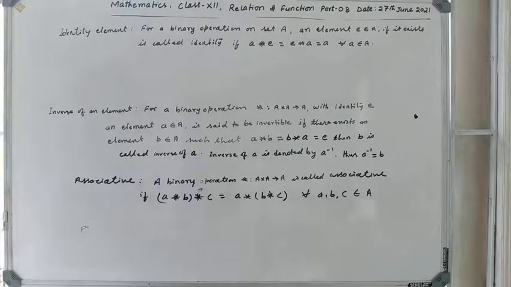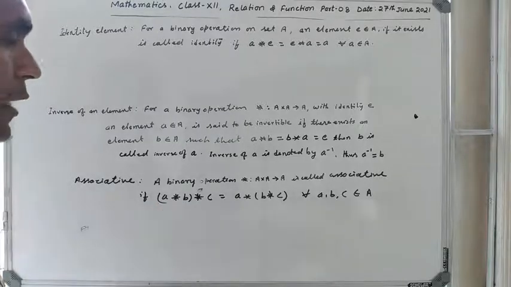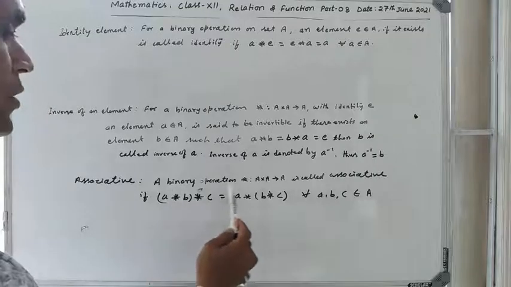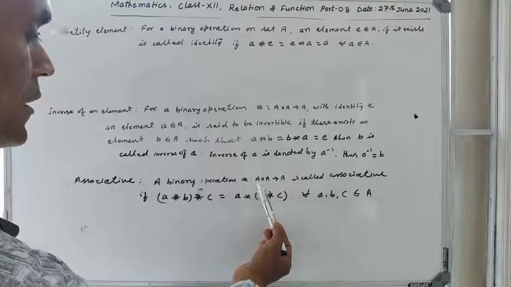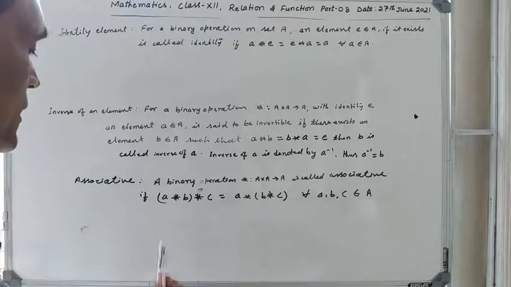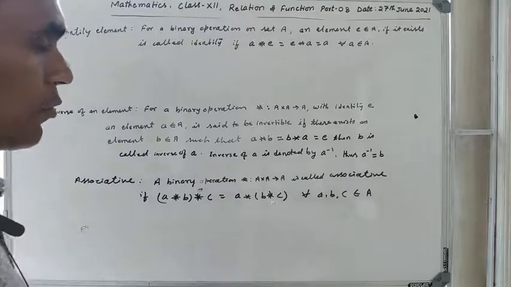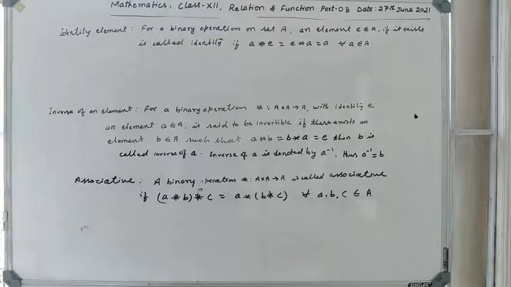Hello students, in the previous class we had gone through binary operation and some terms related to binary operation, like commutative binary operation and associative binary operation. At the last we had learned that a binary operation on set A, also written as A cross A to A, is called associative if this satisfies for all a, b, c belongs to A.